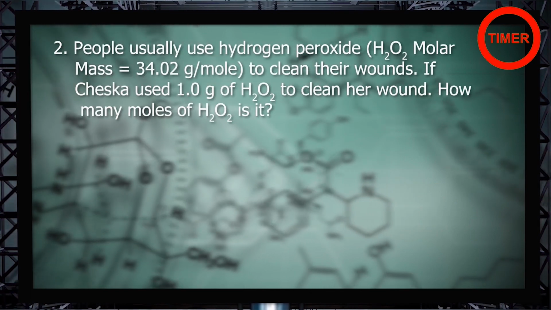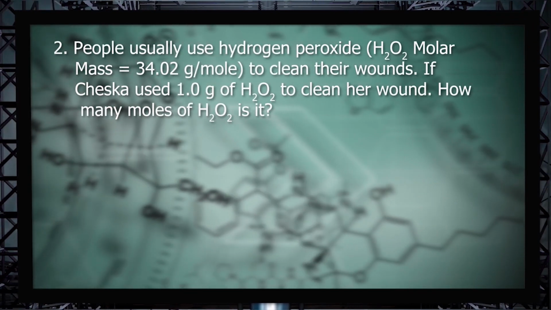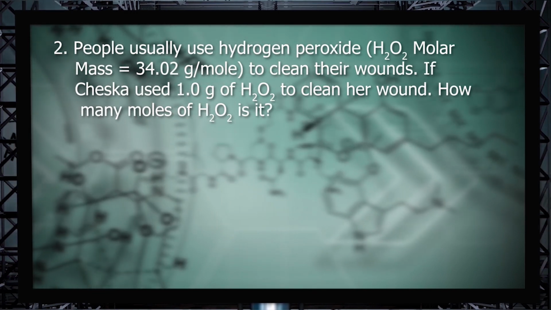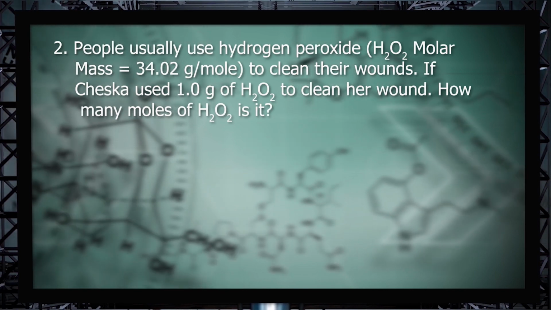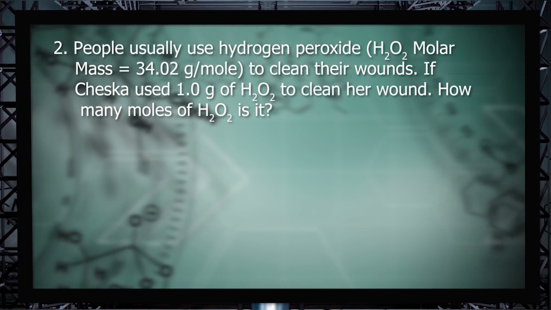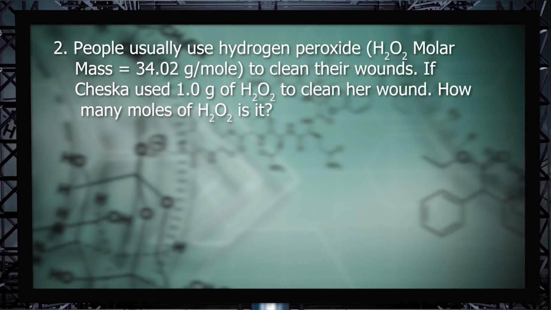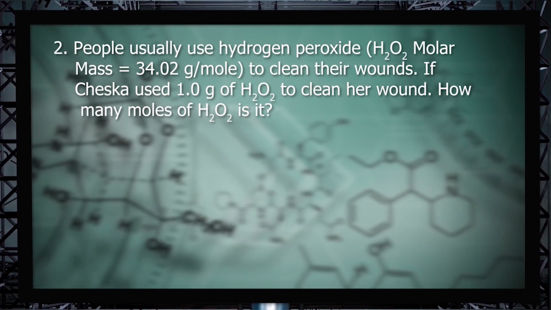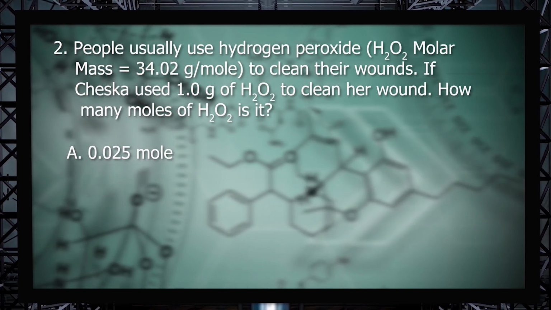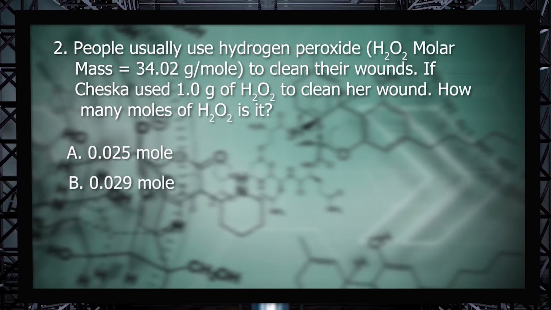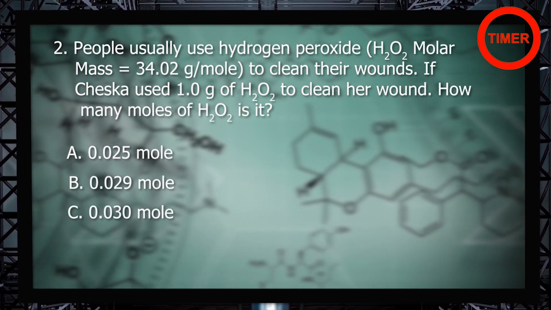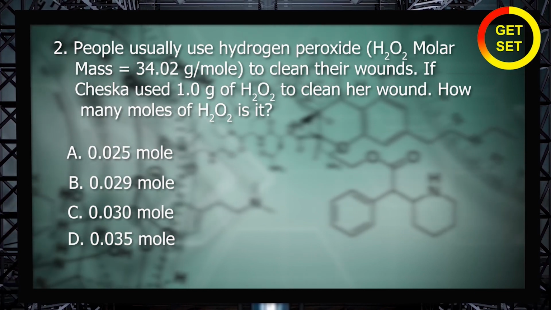Number 2. People usually use hydrogen peroxide or H2O2 where the molar mass is 34.02 grams per mole to clean their wounds. If Cheska used 1.0 grams of H2O2 to clean her wound, how many moles of H2O2 is it? A. 0.025 mole. B. 0.029 mole. C. 0.030 mole. And D. 0.035 mole.